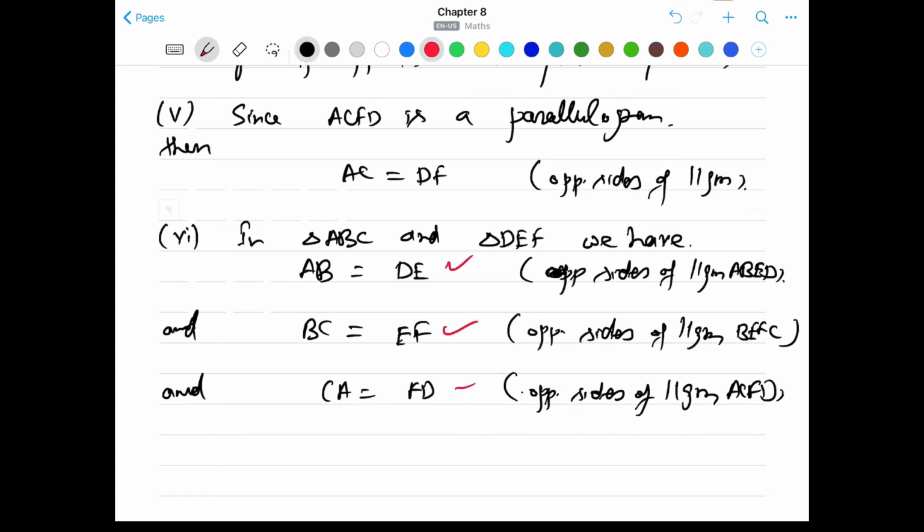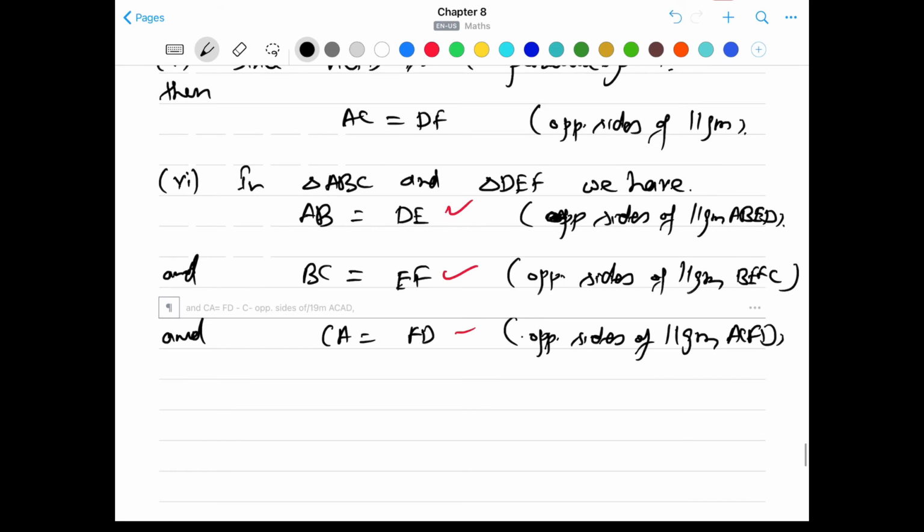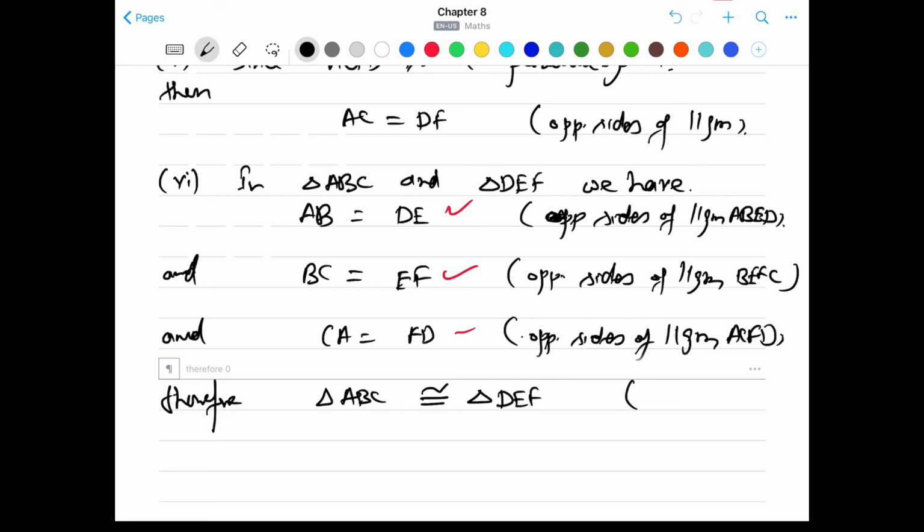This is one side, second and third, and these are equal because they are the opposite sides of the parallelograms ABED, BEFC and ACFD. Therefore, triangle ABC is congruent to triangle DEF by the side-side-side congruence rule. Okay, so that's the answer to question number 11 of exercise 8.1.